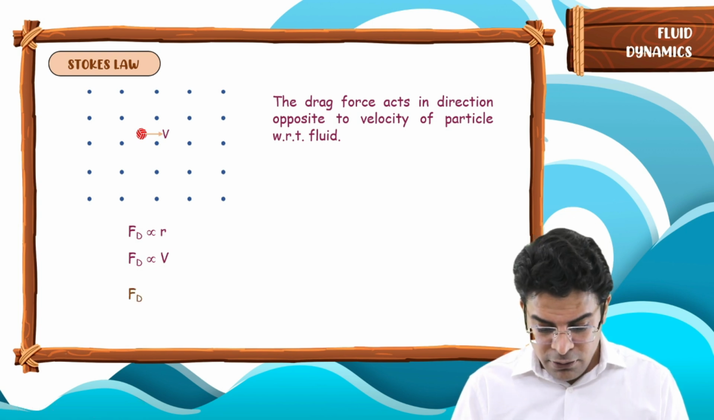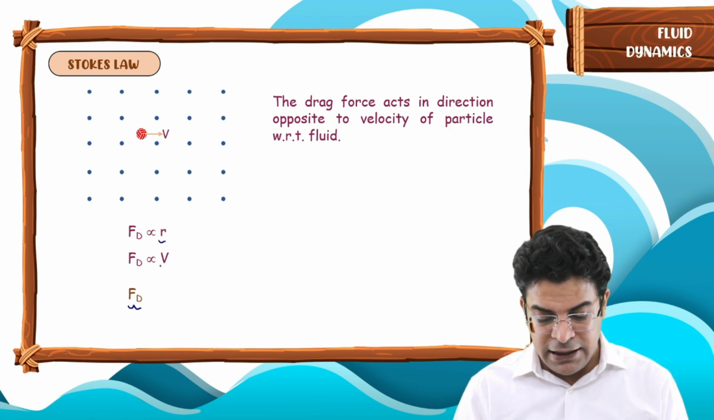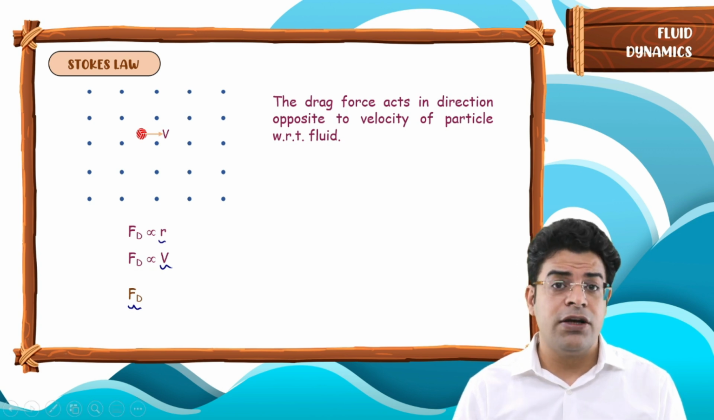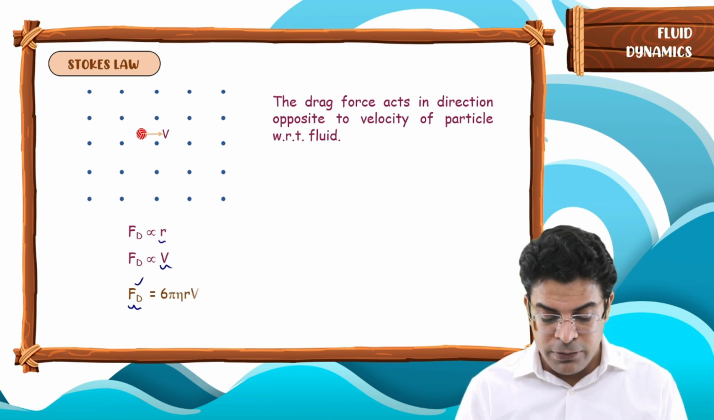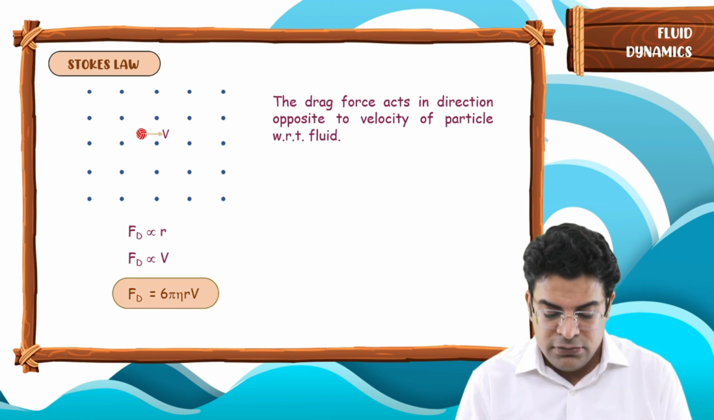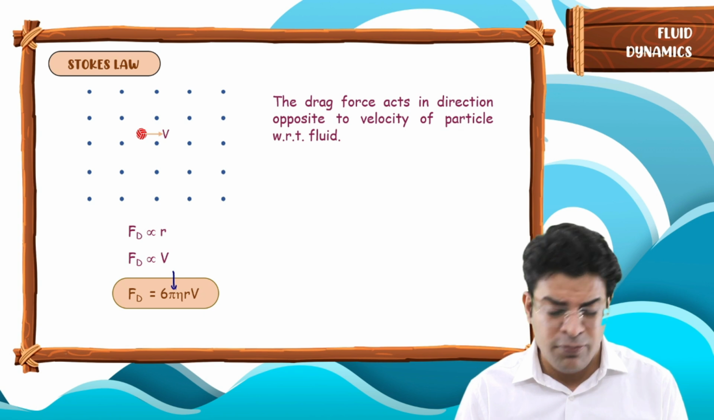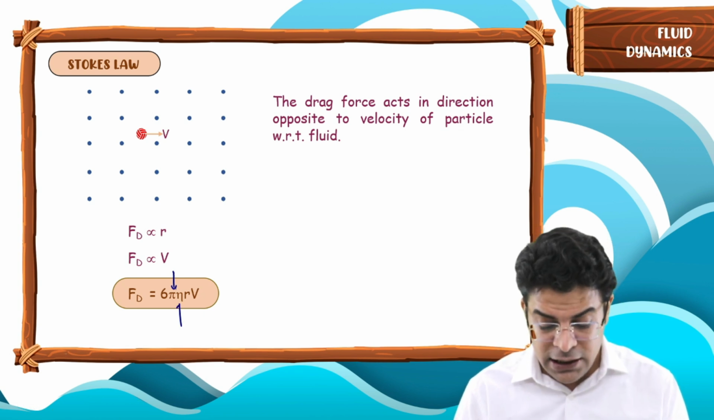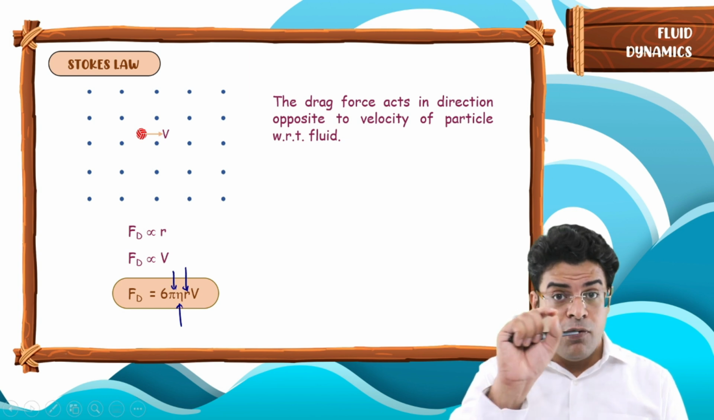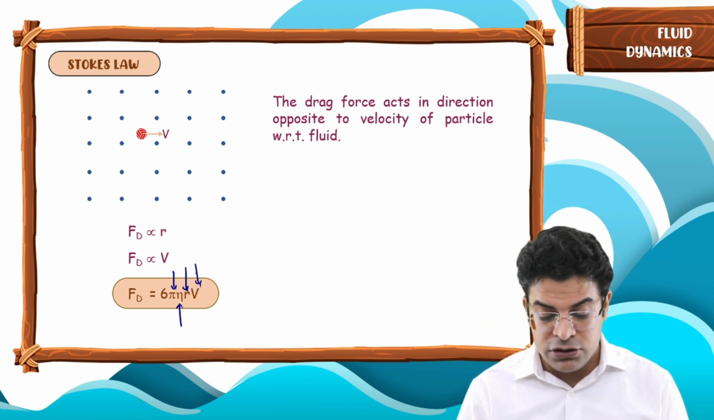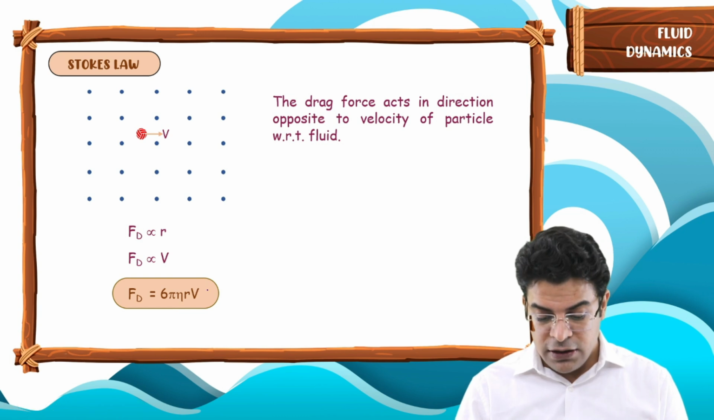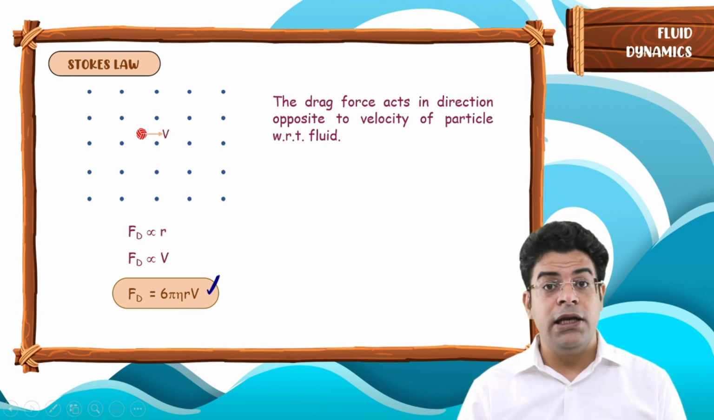And we can say every time we get something like this, we add up some proportionality constants. So we get the drag force to be equal to 6 pi eta r v. What is 6 pi? 6 pi is 6 times 3.14, or 22 by 7. Eta is the viscosity of the fluid, r is the radius of the particle moving through the fluid, and v is the velocity with which it moves. So the drag force comes out to be 6 pi eta r v.